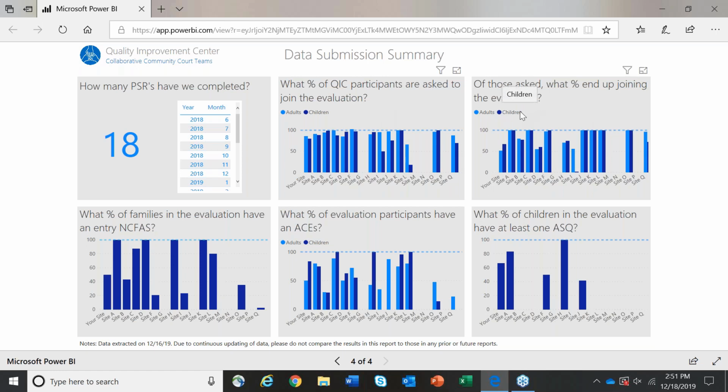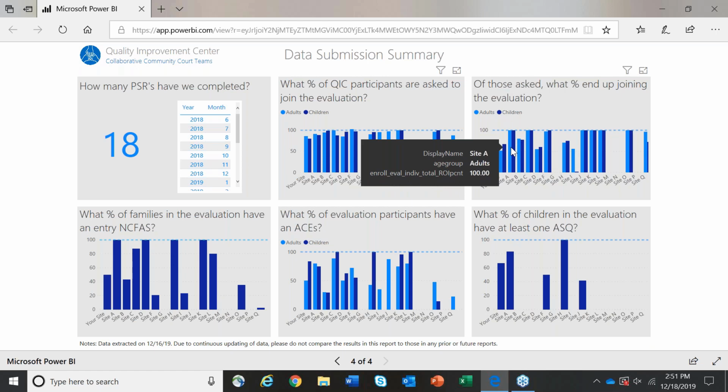The next graph differs from that one in that it shows the percentage of those who were asked that did agree to join the evaluation. So for adults, that means they signed an ROI, and for children, that means that their parents signed an ROI, and if they have a legal guardian who's not a parent, the legal guardian also signed it. Since participating in the evaluation is completely voluntary, and it's really important that program participants understand that, we don't expect this to be 100%, or in many cases it won't be 100%.